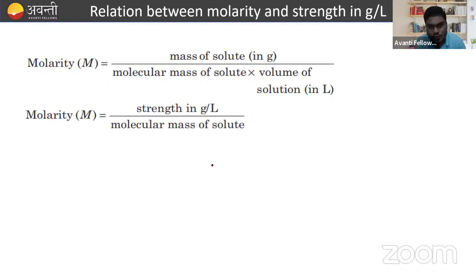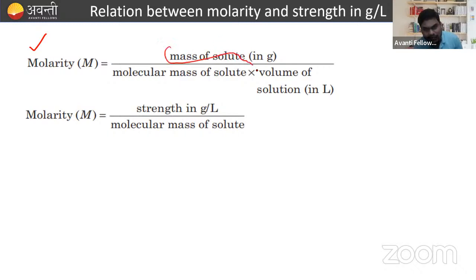So we already know what strength in gram per liter is. It means the mass of the solute present in grams divided by the volume of the solution, right? This is the formula of molarity. We know that molarity is equal to the mass of the solute in gram divided by the molecular mass of the solute into the volume of the solution in liter.